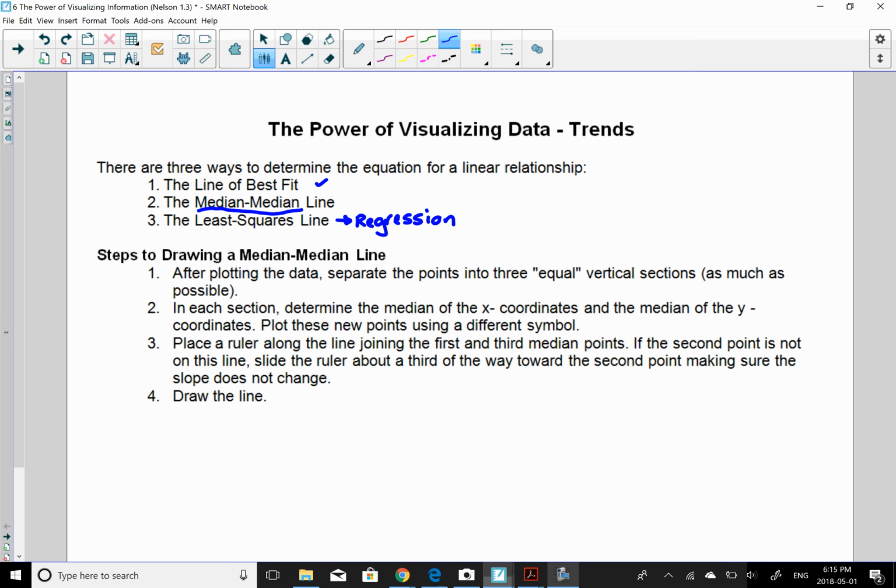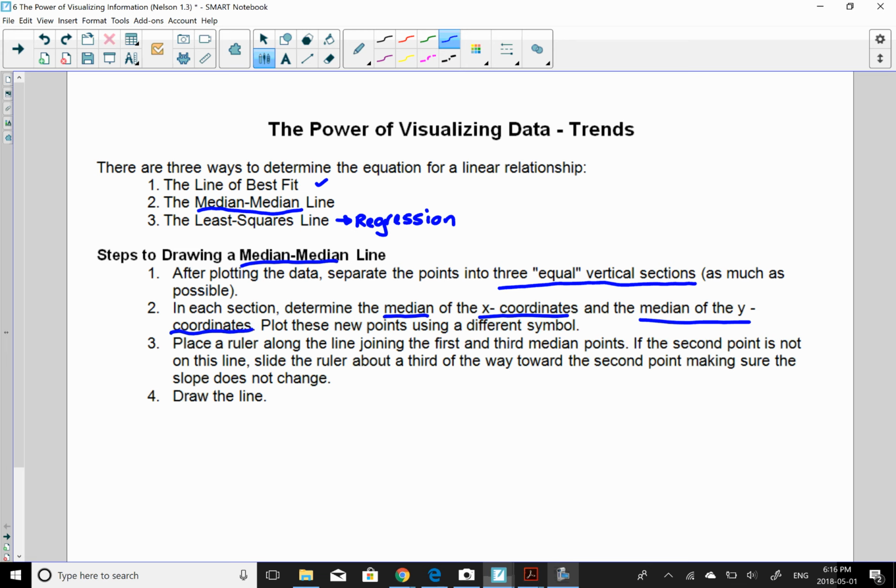So median line has to do with medians. So the steps are here, and we're going to go through some examples to see how to actually deal with them. So after we plot the data, we separate the points into 3 equal vertical sections as much as possible. So we know that not every number is divisible by 3, so we could have some categories that are missing one, or one that has an extra one, depending on how it's divided. Okay. In each section, we determine the median of the x coordinates and then the median of the y coordinates.